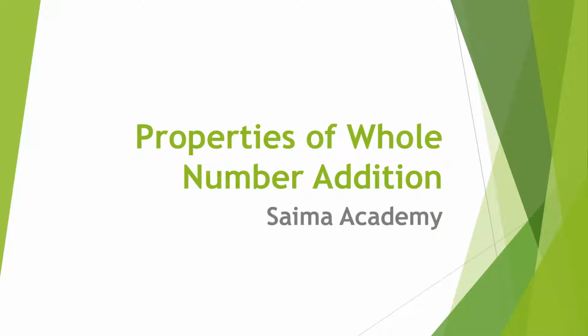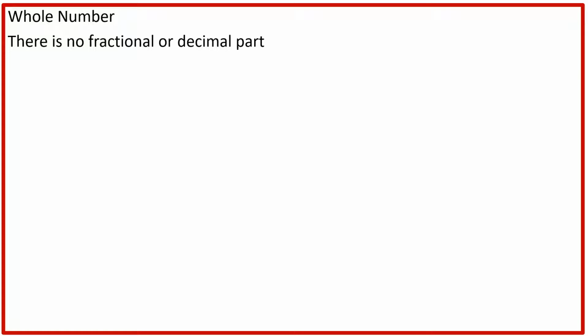In this lesson, we will discuss properties of whole number addition. So first I will explain to you what a whole number is. Whole number means there is no fraction or decimal part, right? Suppose 456, it is a whole number. If I say 7, 8, like this, a long number, it is a whole number.